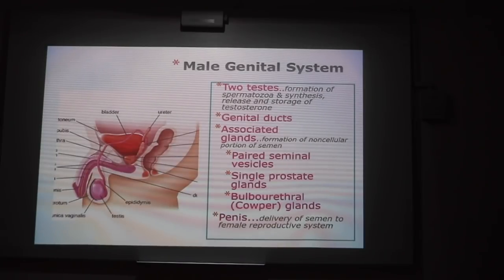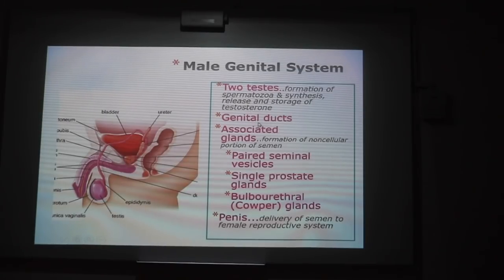So we know that in the male reproductive system we have two testes which are important in the formation of the sperms, and synthesis and release of the sperms is also important in terms of the functions of the testes. It also releases an important hormone which is called testosterone. So we will see from where the testosterone is coming in and how it is regulated.